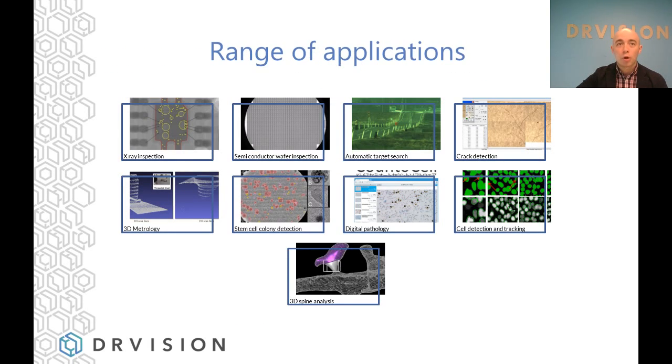We have worked on a wide range of applications. The ones on the screen here are just a few of them. Everything from industrial applications like X-ray inspection and semiconductor wafer inspection to biological applications like cell detection and tracking that we'll talk about today, and more complex stuff like 3D spine analysis.